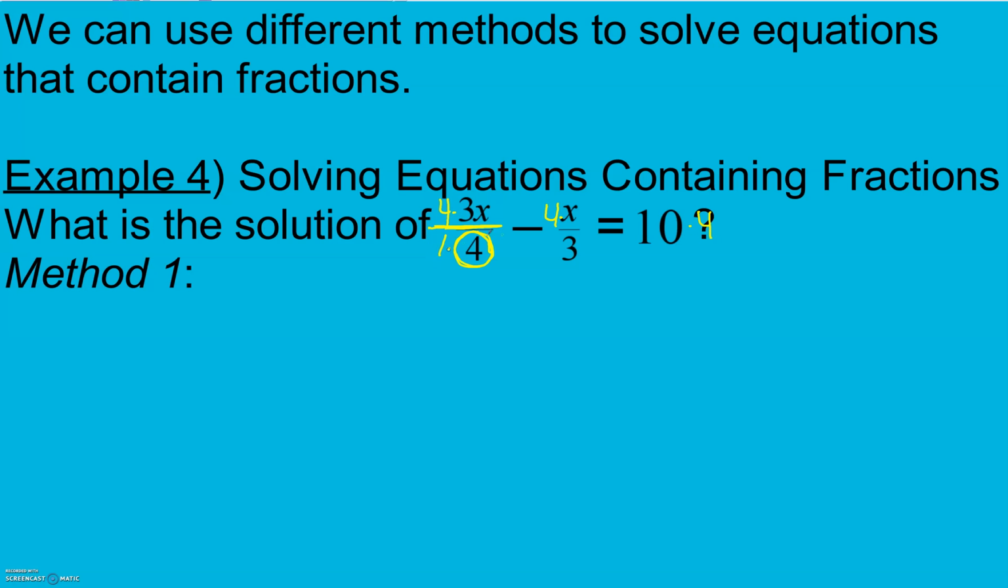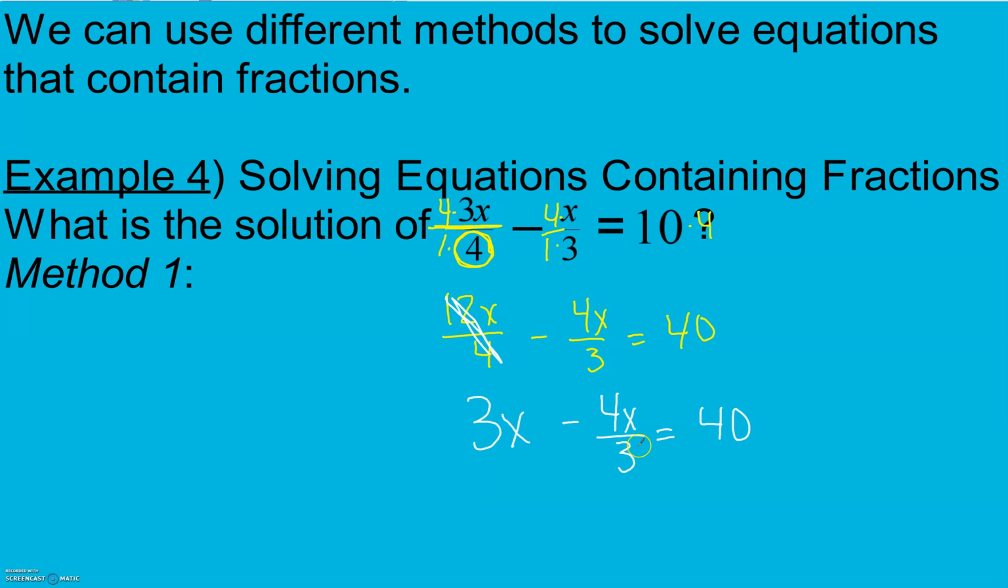Remember, whole numbers are over 1, so a 1 in my denominator, 4 over 1. We multiply fractions straight across. I have 12x over 4 minus 4x over 3 equals 40. Reduce if you can. So 12 divided by 4 is just 3x minus 4x over 3 equals 40. 4x over 3 doesn't reduce here, so I'm going to try and get rid of my dividing by 3. Right now I'm being divided by 3, so I'm going to multiply by 3. And again, I do that to every single term in my equations, both sides entirely.